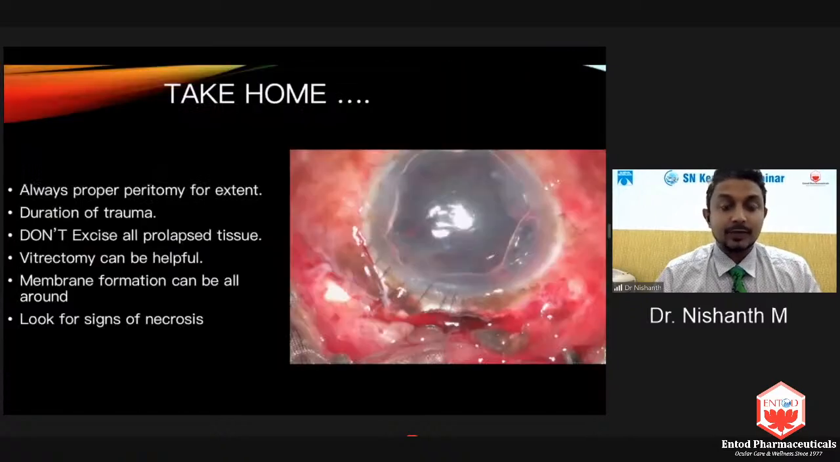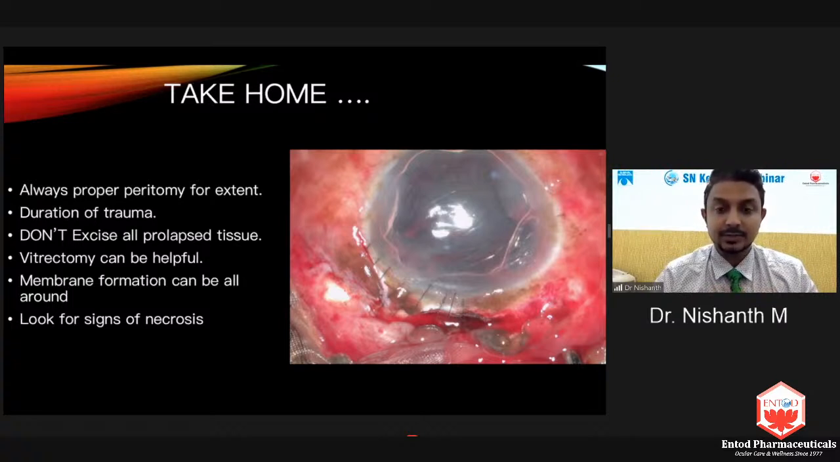So my take-home point will be always do a proper peritomy. Make sure that you see the extent of both the sides of the tear. Make sure that the duration of trauma is noted, because if it's there for a long time, you have to look for signs of necrosis and infection as well. Don't excise all the tissues without prolapse.